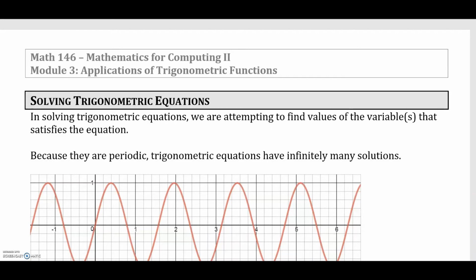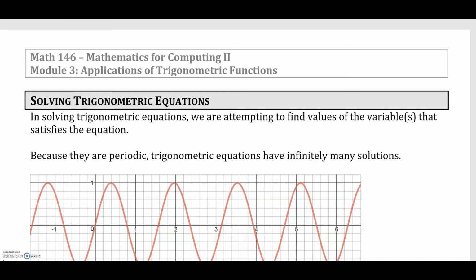Welcome to Module 3 on Applications of Trig Functions. In this set of notes, we'll be looking at solving trig equations. We will be covering the sine and cosine laws as a way to set up and solve application problems using trig equations. Let's talk about how to solve a trig equation and what it involves.